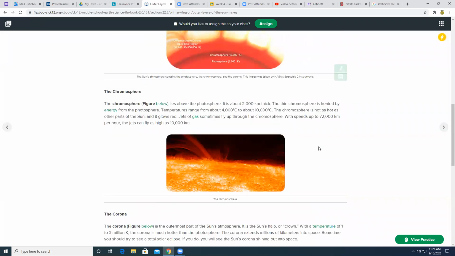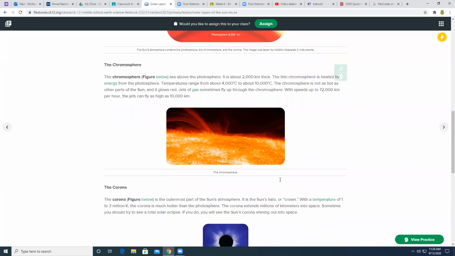The chromosphere is the next layer as we move out away from the core. The chromosphere lies on top of the photosphere, and it's not as hot. So it's cooler than some of the other layers that we're talking about. It's also where we see solar flares and sunspots, which are cooler areas on the surface of the sun. We'll talk more about those later.